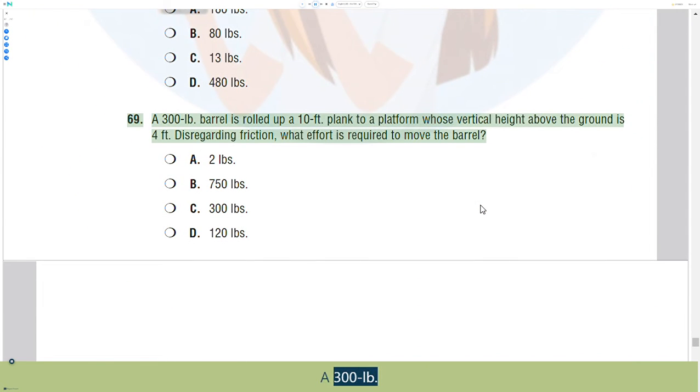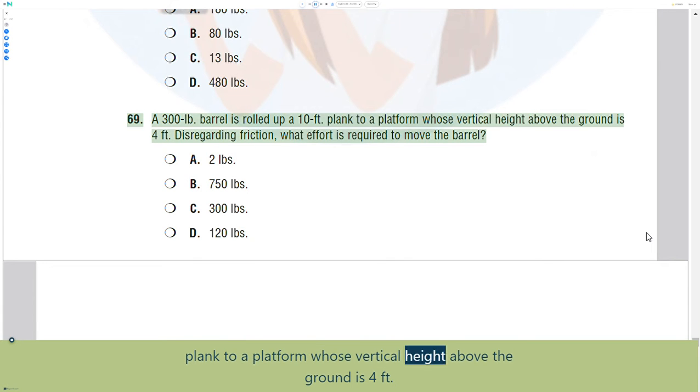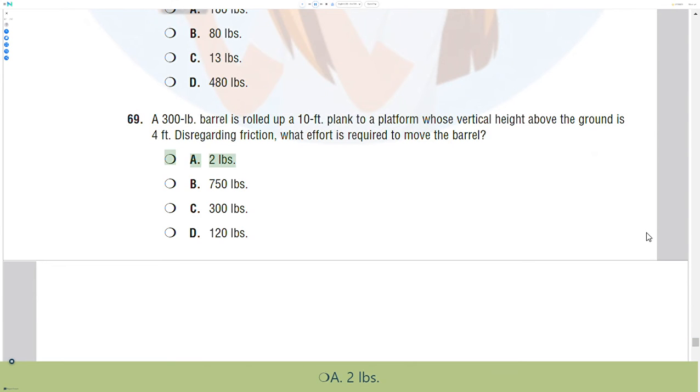69. A 300 pounds barrel is rolled up a 10 feet plank to a platform, whose vertical height above the ground is 4 feet, disregarding friction. What effort is required to move the barrel? A. 2 pounds. B. 750 pounds. C. 300 pounds. D. 120 pounds.